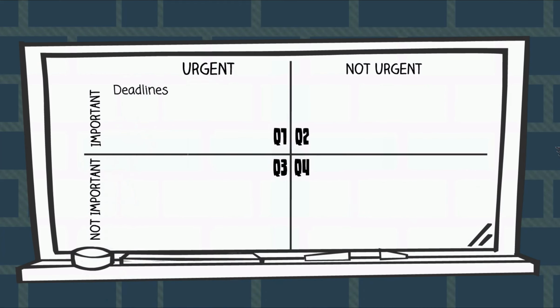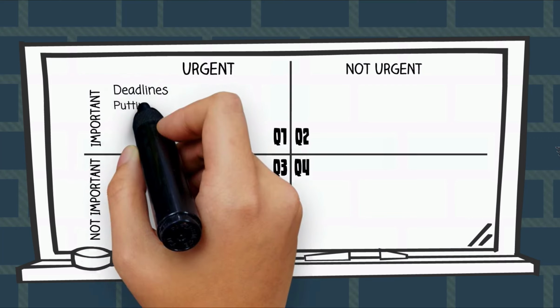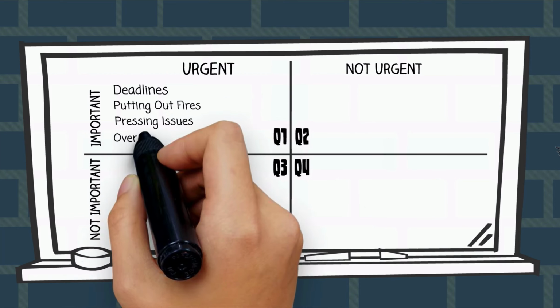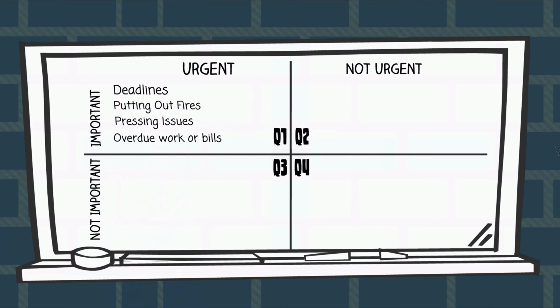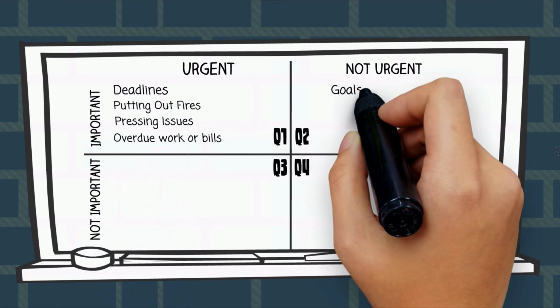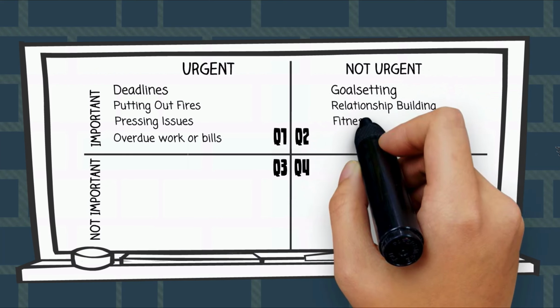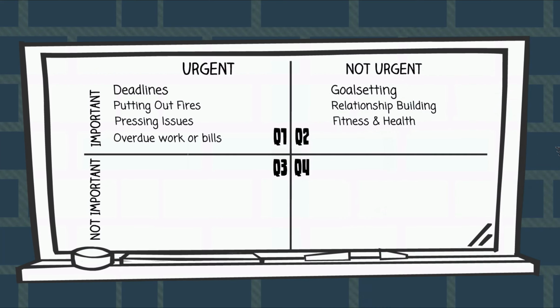Let's look at the urgent important category. You'll find things such as deadlines, putting out fires, pressing issues, and overdue work or bills. Next, not urgent and important. There is goal setting, relationship building, fitness and health, and producing. Producing is things such as art, music, business development, or other things you would like to do.